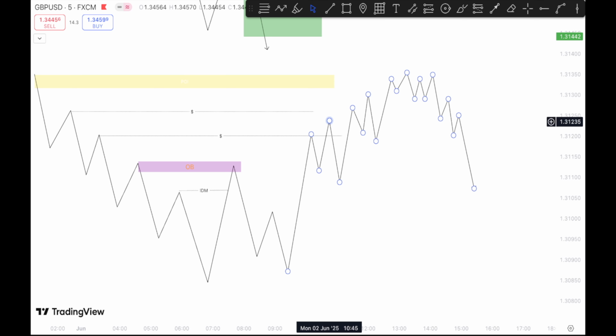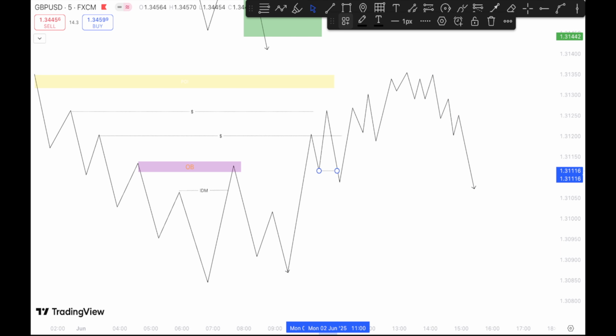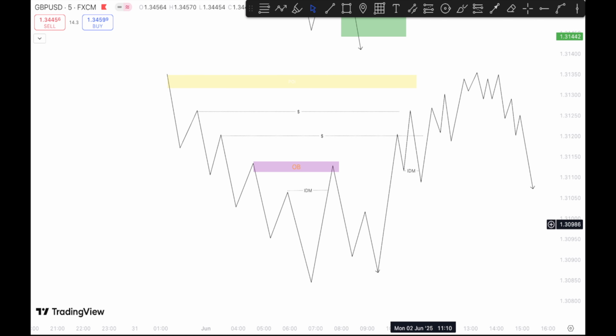So either the move comes down from here or goes to your POI and moves down, but you have to look at every point that gives you any kind of rejections. So that all will be your traps, and it will be your entries on the inducements. So this will be your inducement, this will be your inducement, and this will be your inducement. But I told you this will be a change of character when the market is moving up.